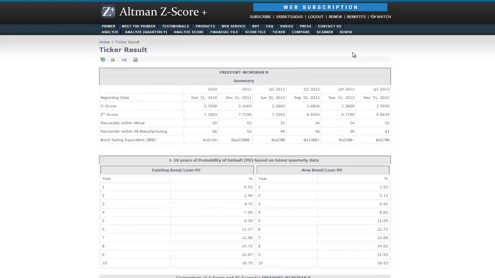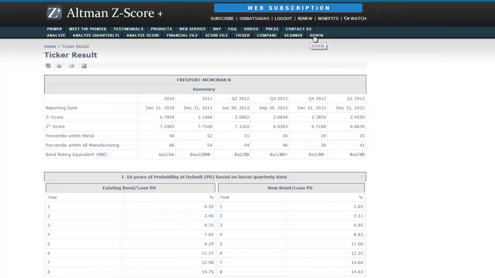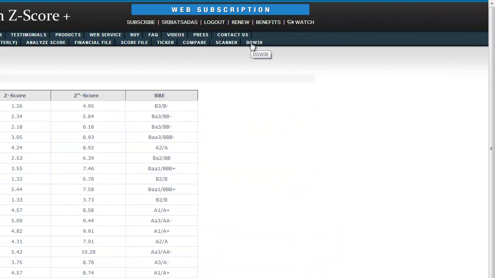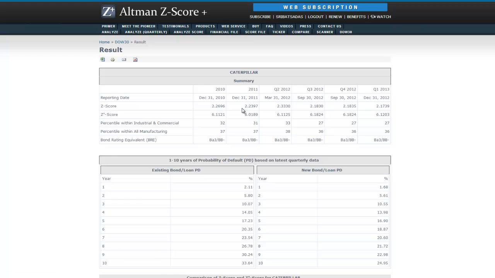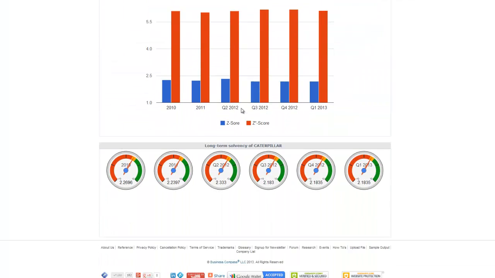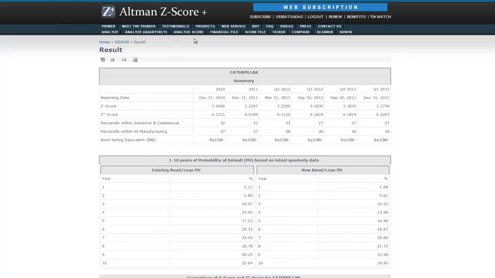So now let's go to the Dow 30. It gives a list of Dow Jones Industrial Average components, which are industrials, and then we click on a ticker symbol that gives us similar output to what we have seen earlier in the ticker page. Okay, so we covered the ones that contain data, both the public companies, US and Canada listed companies. We looked at ticker, we looked at compare, scanner, and Dow 30.